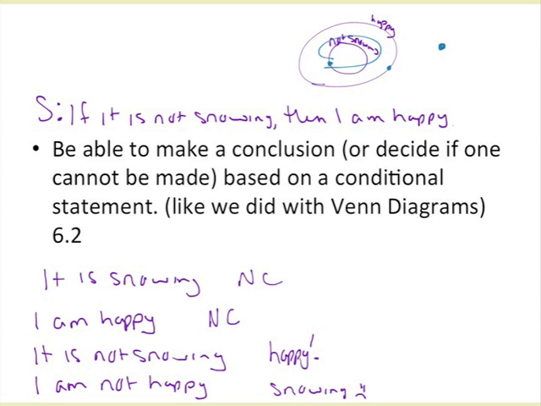But you could be not happy and it's snowing. If I am not happy, I am not in that happy circle, which means I am nowhere near the not snowing circle, so it's not not snowing, which means it has to be snowing. Okay? I know, English is a great thing, right? But if that blue dot is outside of the happy circle, there's no possible way it could be in the not snowing circle.